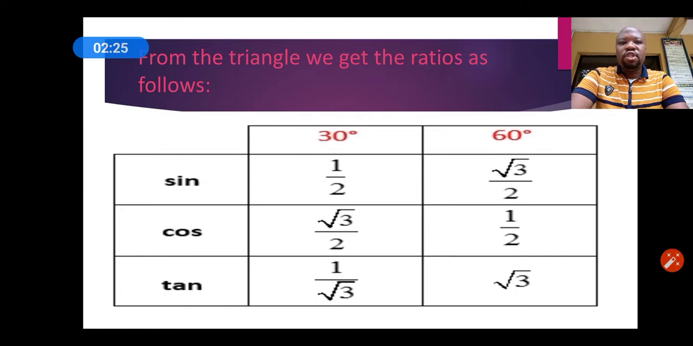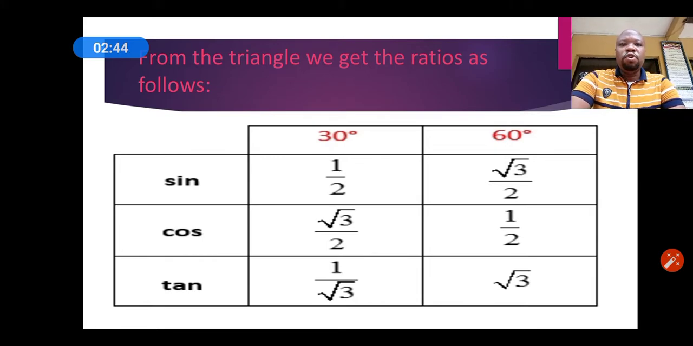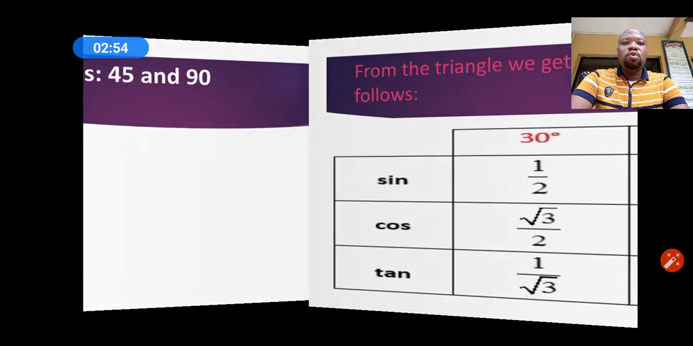Similarly, if you consider the right angle triangle based on the angle of 60 degrees, the opposite will become root 3, while the hypotenuse will become 2. And so the sine of the angle 60 degrees will be root 3 over 2, while the cosine of angle 60 degrees will be 1 over 2, and the tangent of angle 60 degrees will be root 3.